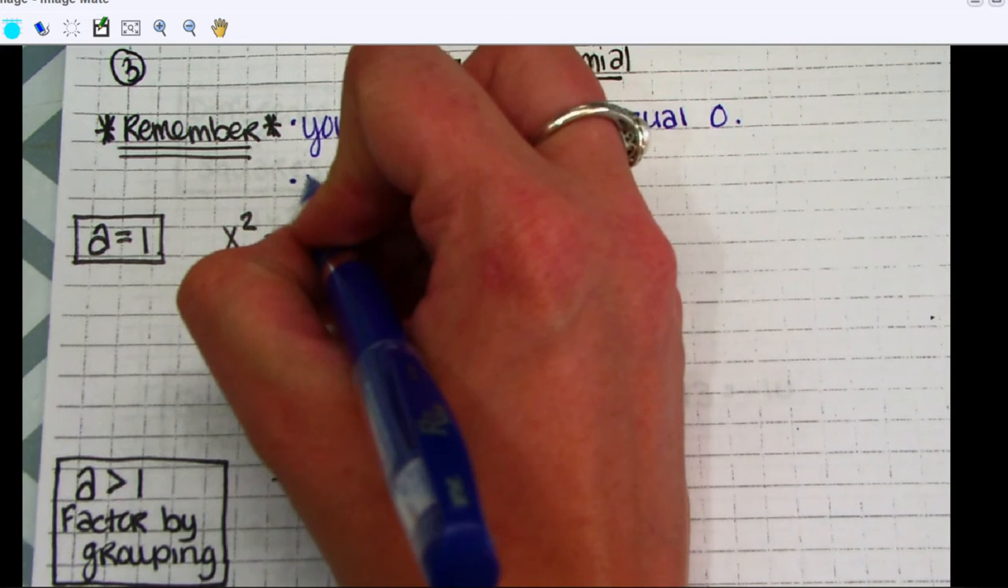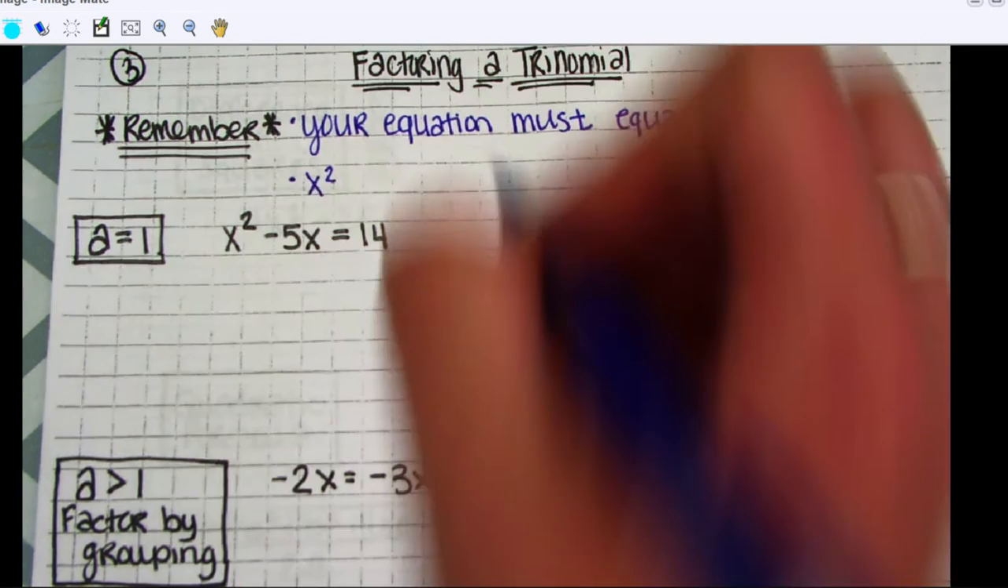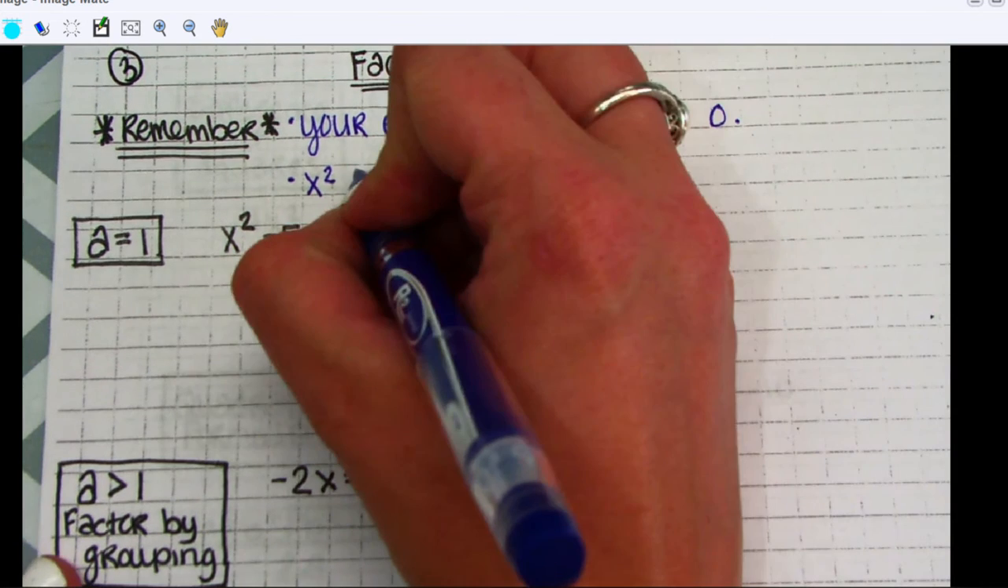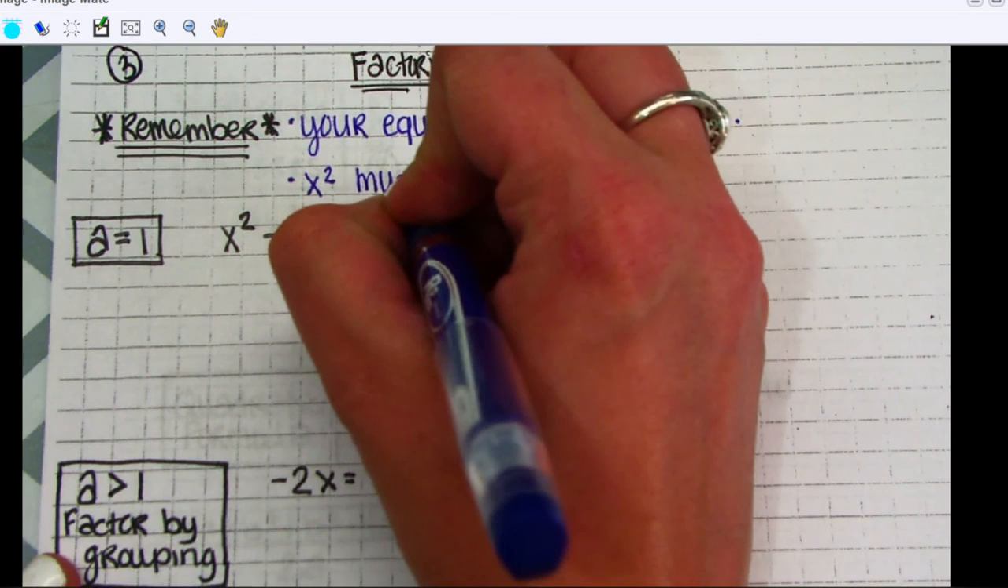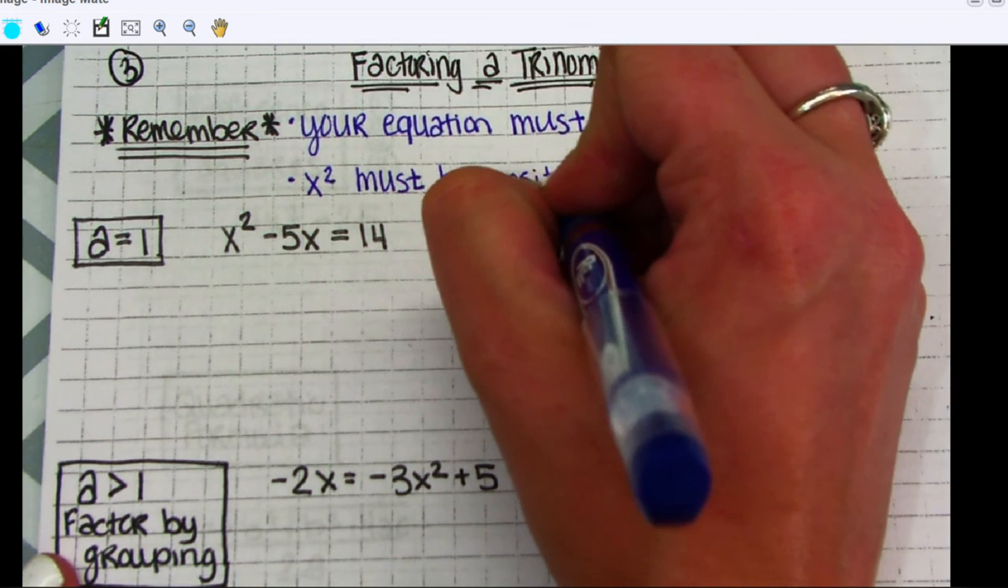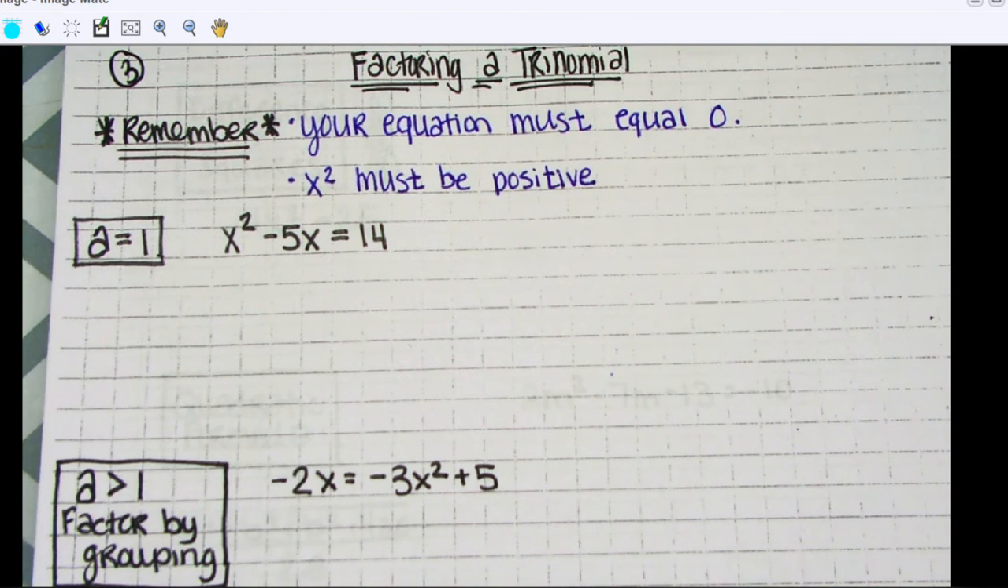Now, you can factor when x squared is negative, but it's a lot harder and you mess up a lot quicker. So x squared must be positive. To make your life easier, make it positive. It can be done if it's negative, but I just wouldn't do it. It'll make your life a little bit harder. So keep x squared positive and make your equation equal 0.